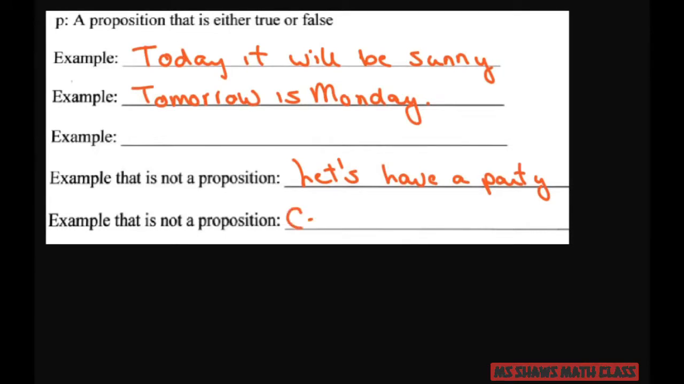And then like a question. Could you feed my cat, please? That's a question. That's not a proposition.